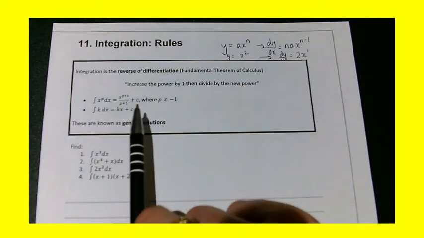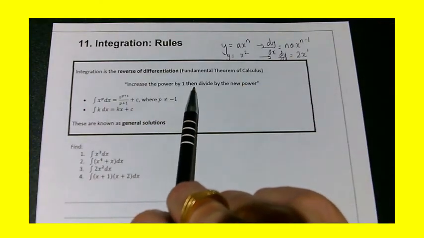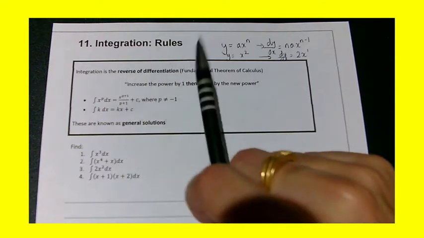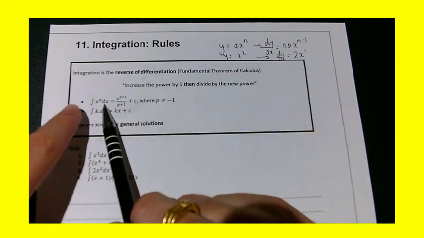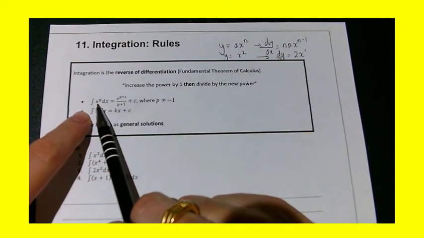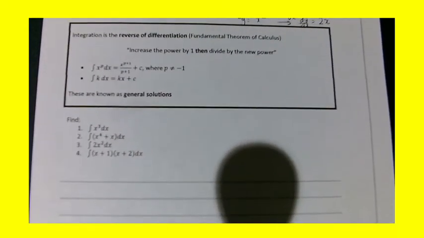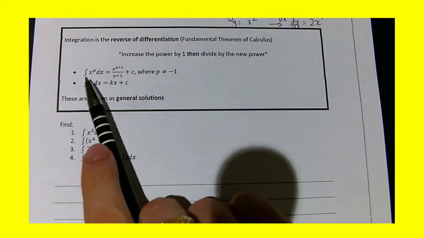And the general rule is written here: increase the power by 1, then divide by the new power. It's a really simple rule. It's in the notes in your workbook, and here it is. So the symbol for integration as well is really important. So I'll just zoom in a little bit. The symbol for integration, I say, is very important.